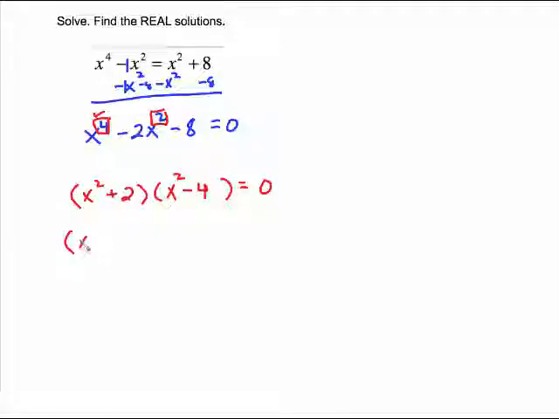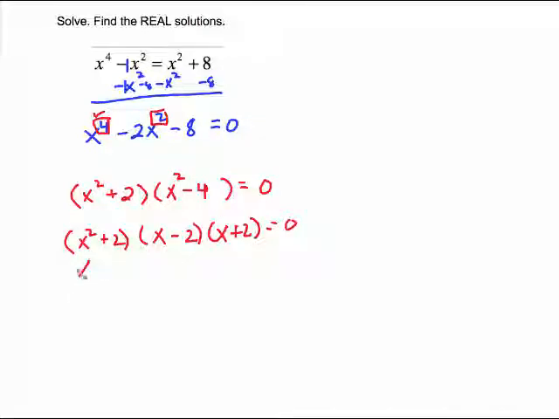Now the x squared plus 2 will not factor any further. X squared minus 4 does factor as x minus 2 times x plus 2 because it's the difference of two squares. Set each one equal to 0. Now normally I don't show the setting equal to 0 and we just do the solving in our head. But with this one I do need to set it equal to 0 and show you something.